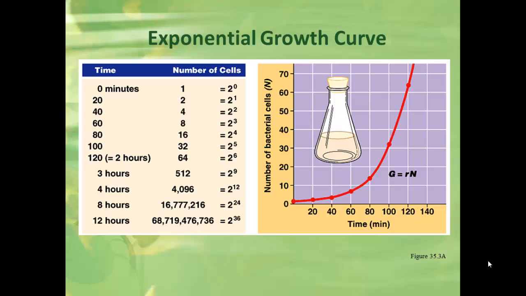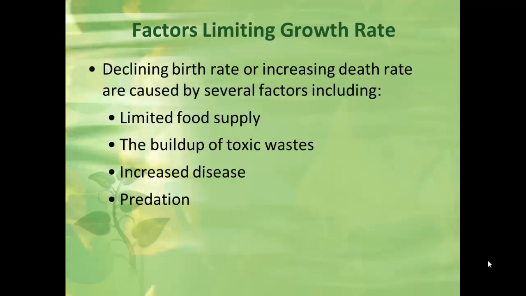As you see, the number of cells at 20 minutes is 2. The number of cells at 4 hours is over 4,000. So as long as you have the resources to continue to feed, keep your bacteria at the right temperature, and have optimal conditions, the cells will increase in number. So what kind of factors can limit growth rate? When you have a declining birth rate or an increasing death rate, they are caused by several factors, including limited food supply, the buildup of toxic waste, increased disease, or predation.